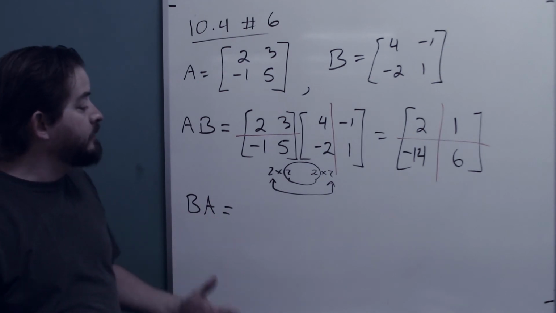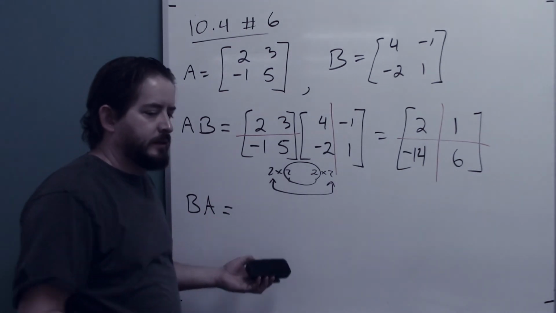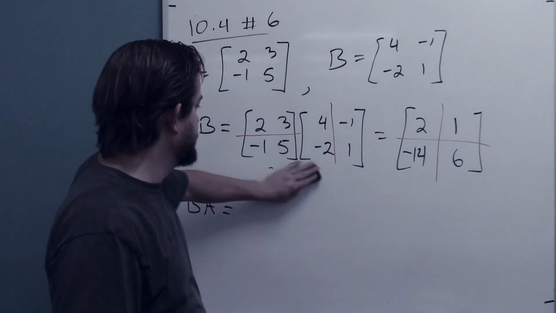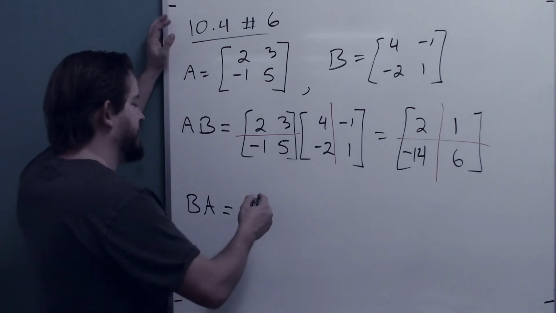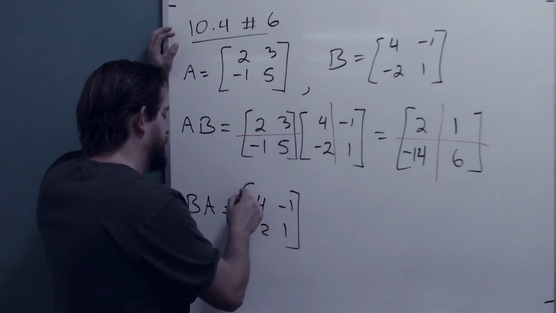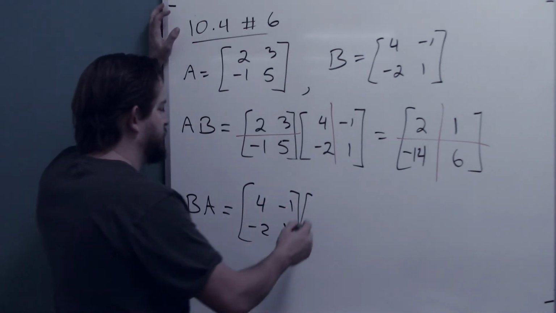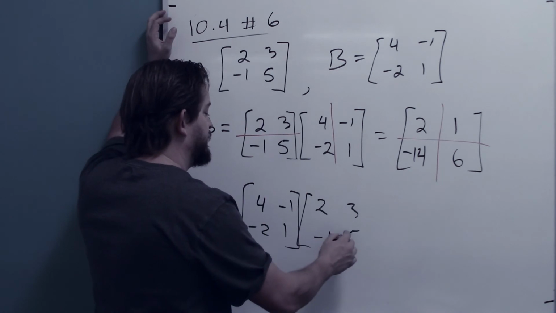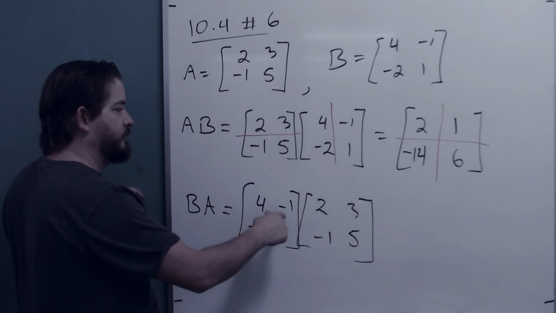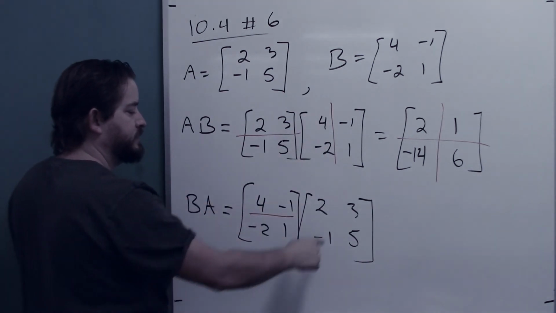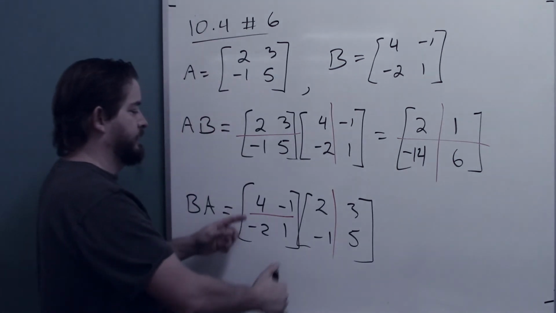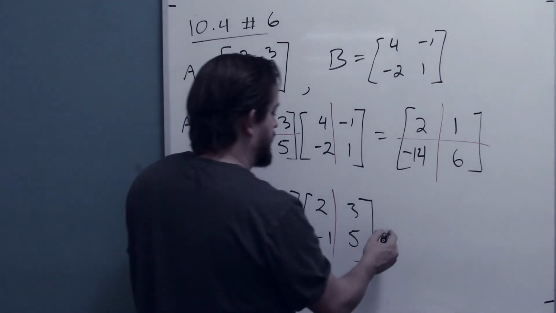B multiplied by A, once again, is potentially different. Sometimes it's the same. It's not always different, but in general it will be. B times A is 4, -1, -2, 1, multiplied on the right now by 2, 3, -1, 5. The reason it's potentially different is that the one I had in columns is now rows, and this one is now columns, so I'm doing different multiplication here. 8 plus 1 is 9, and it's already different.